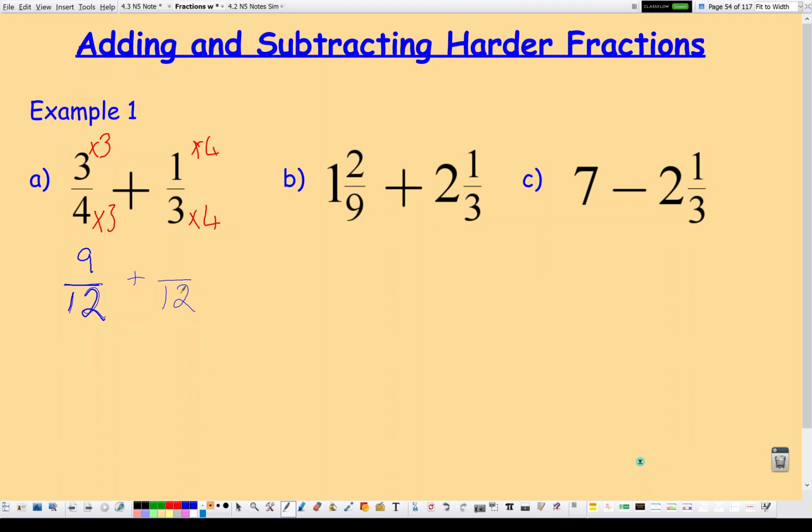We know that it's 12 as the denominator. 4 times 1 is 4. Now we have the same denominators and we are adding, so we can just add the top lines together and put it over 12. So it's 9 plus 4 is 13 over 12.